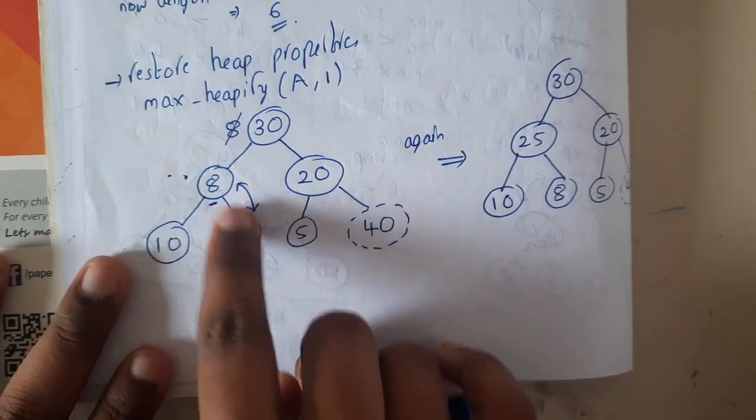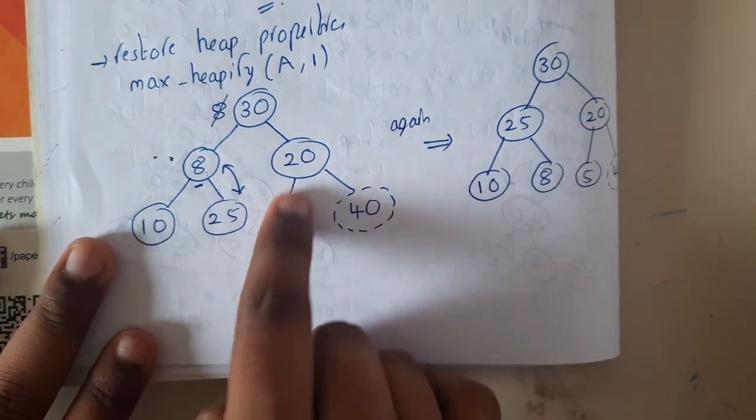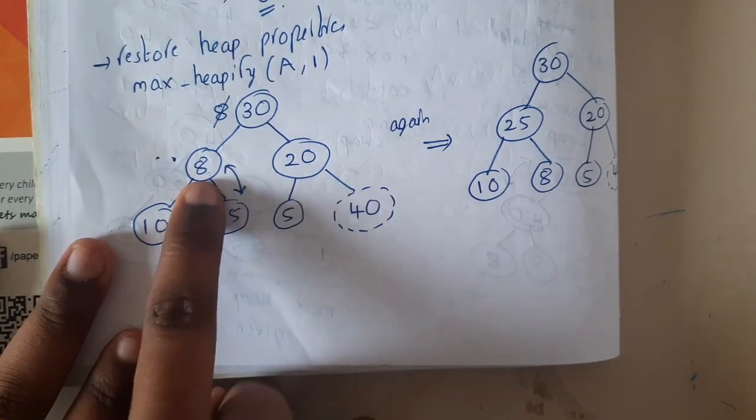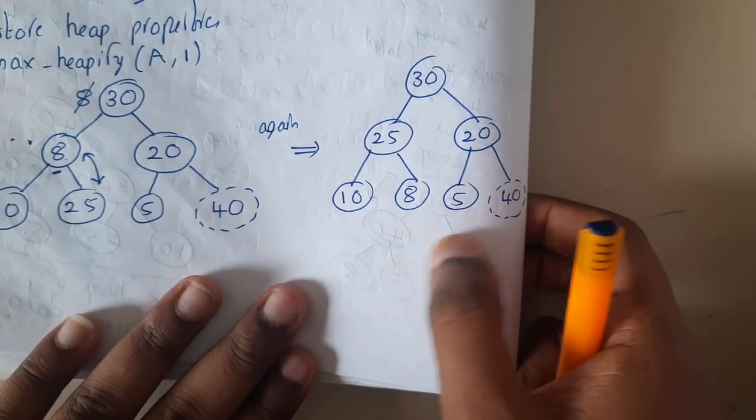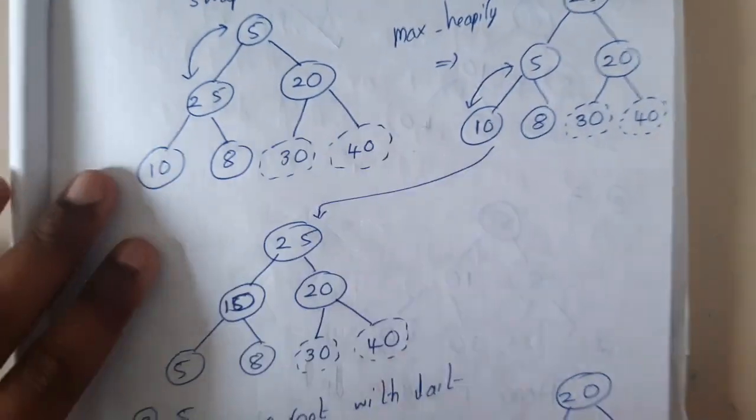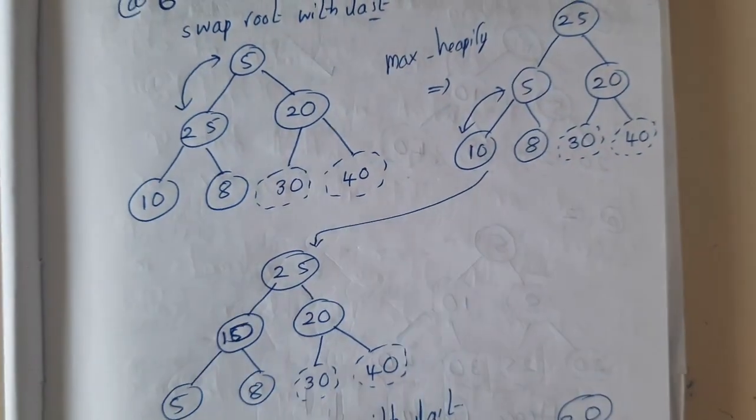Okay, so again I'll be doing heapify from here. At the third position, no change. Second position, the 25 will be coming up. And first position, no change. So finally you'll be ending up with this result. Okay, so at 6, I'll be doing it a bit fast now.